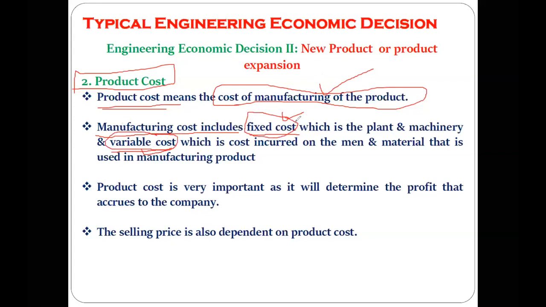Now here I have mentioned, fixed cost is the cost of the plant and the machinery. And variable cost is the cost of the men and material utilized to generate that product. Now, what do you mean by the cost related with the plant and the machinery? And what do you mean by the cost related with the men and material? Yes.